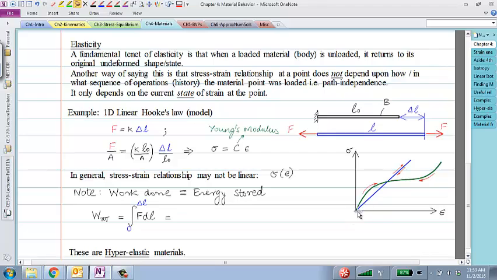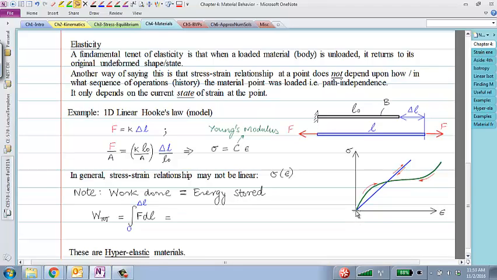An example of that would be this curve that I have for this material. I'm going to stretch it, and at every point during the stretching process, the stress builds up faster in this region, slower in this region, and faster again in this region. But when I unload, it comes back exactly on that path. So this is an example of a non-linear elastic material model.